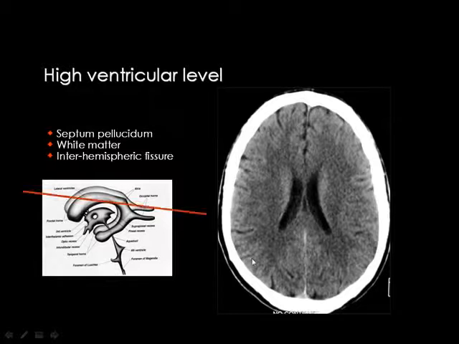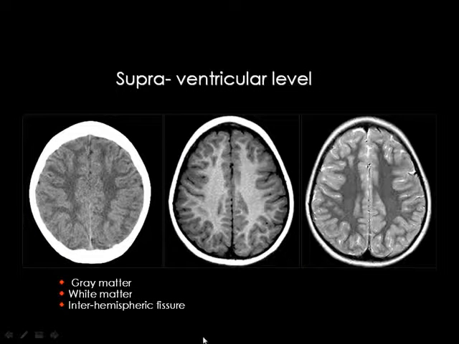Then if you go up, you will cut in the body of the ventricle, and this is the body of the ventricle on the left side, and this is the body of the ventricle on the right side. Then you will see this is the left cerebral hemisphere, and this is the right cerebral hemisphere. Then going more up, you will not see ventricles, but you see only the cerebral hemisphere on the left and the cerebral hemisphere on the right.